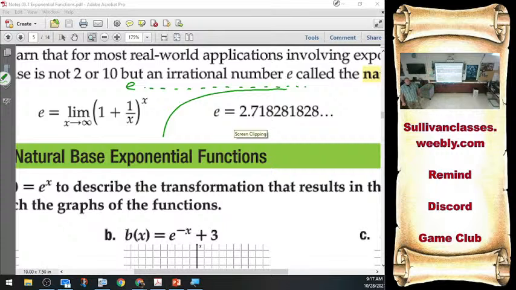Okay, E is its own special base. In fact, it's so special that it got its own irrational number form, just like pi. It has its own button on the calculator. Everyone know where it is? There's E and there's E to the x. You're definitely going to want to know where E to the x is.